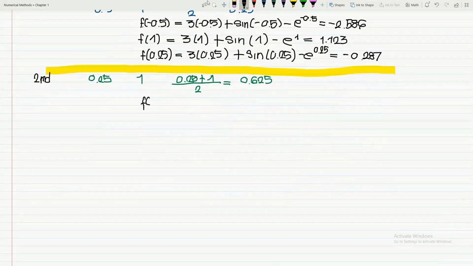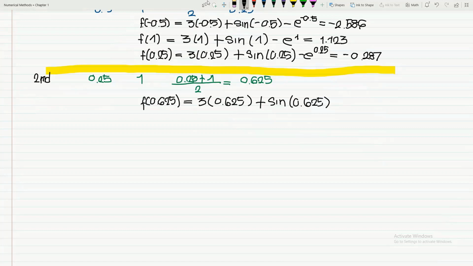So, f of 0.625 is equal to 3 multiplied by 0.625 plus sine of 0.625 minus e raised to 0.625, and that will give us 0.592. Since the resulting value is positive, we have to replace the limit that has the same sign when plugged into the function. But before that, let's check the relative error of the refined roots. If we already satisfy the stopping criterion, we don't have to proceed with the solution anymore.